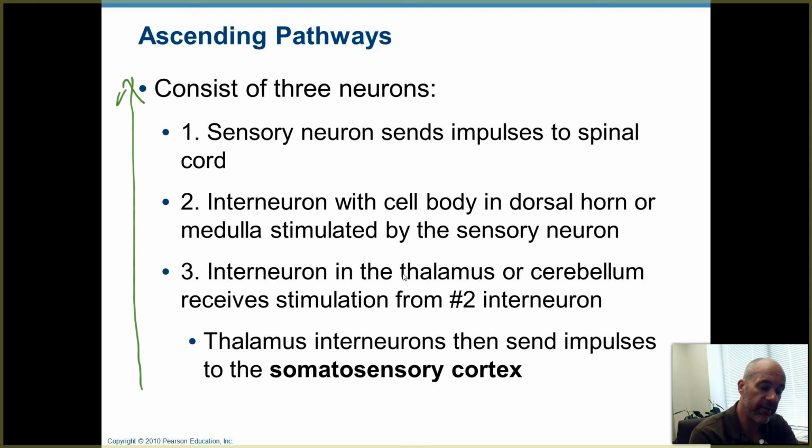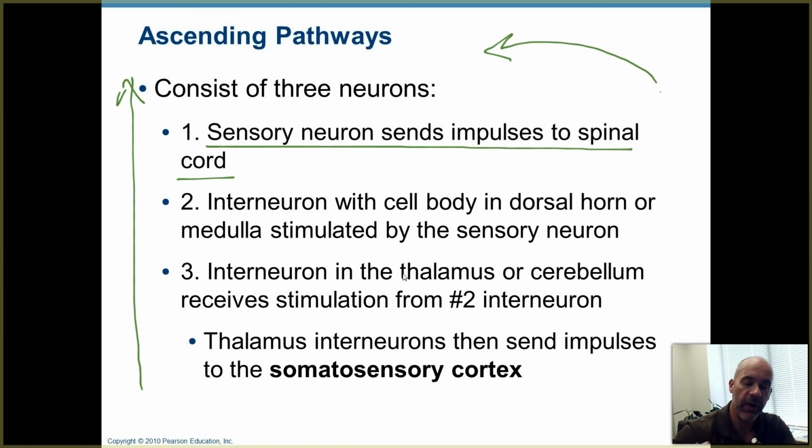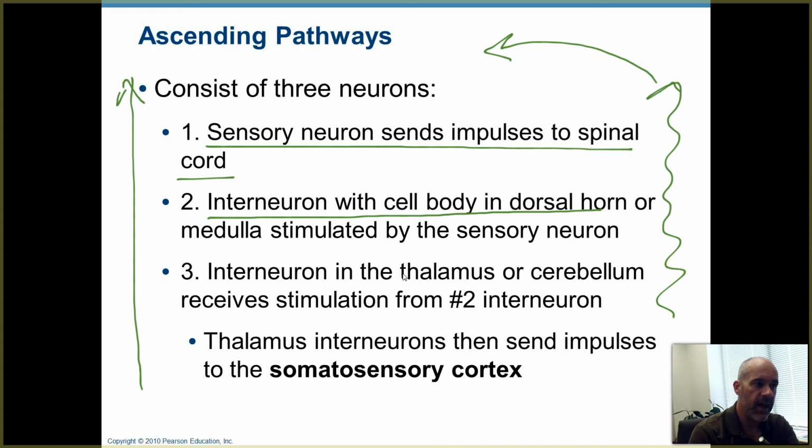And one of those neurons is the sensory neuron that sent the incoming impulse, the afferent impulse, from the skin, muscles, vital organ, whatever, to the spinal cord. Then you've got an interneuron in the spinal cord that gets stimulated by that sensory neuron. It sends an action potential, boom, upward, and it could be a very long distance.